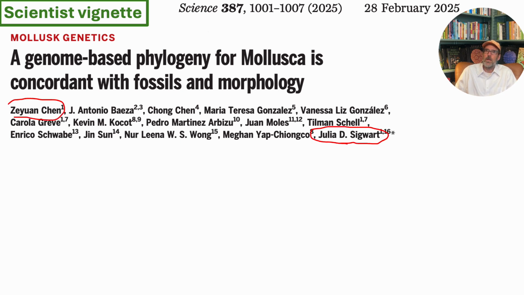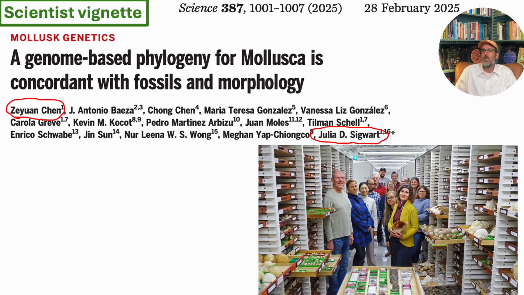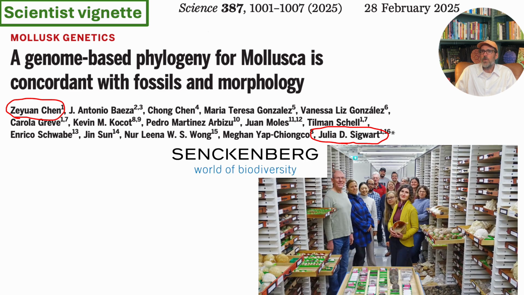Julia Swigert and Su25 were the first and last author, respectively, on this paper. There's a bunch of other people too. They both work at the Senckenberg Biodiversity Museum. Probably has a different title than that. In Germany, it's in Frankfurt, I believe. That's Julia there in the yellowish sweater, and Su25 is the third from the front on the left-hand side.